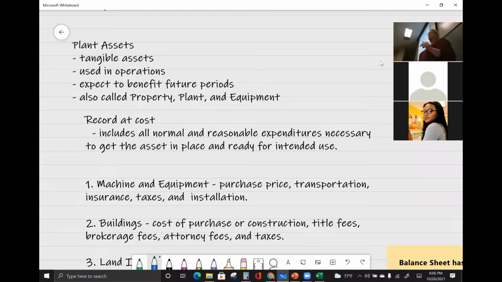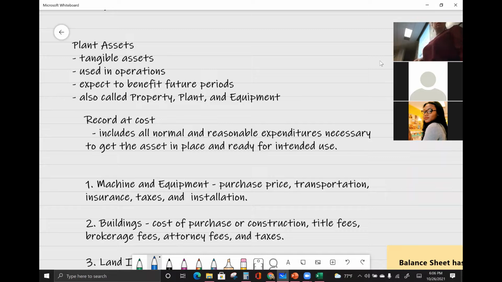Okay, and then we also call it property, plant, and equipment, PPE. Every organization is a little bit different in how they refer to their assets. So if you hear property, plant, and equipment, that's their fixed assets.